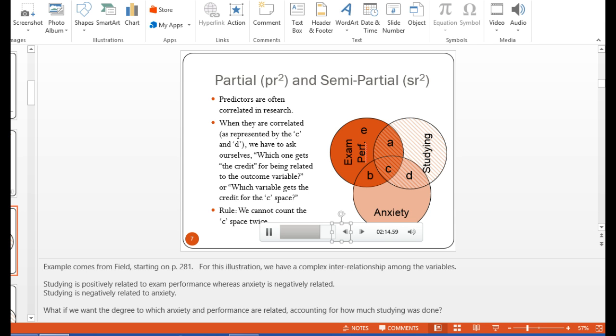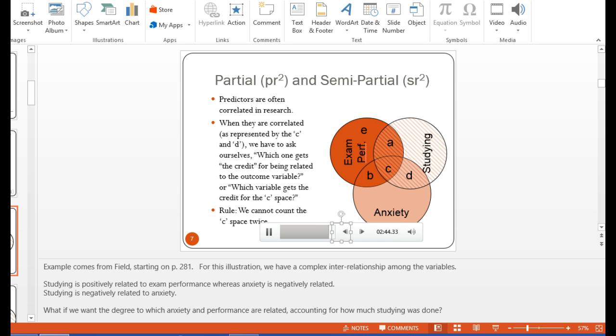So what if we wanted to know the degree to which anxiety and performance are related, and we want to take into account how much studying was done? So in that case, we're looking at trying to figure out that B portion. So the purpose of the next couple of slides is to figure out how to do that, and there are a couple of different ways to do that. So again, we don't want to count the C space twice. That's the rule that we're going by.